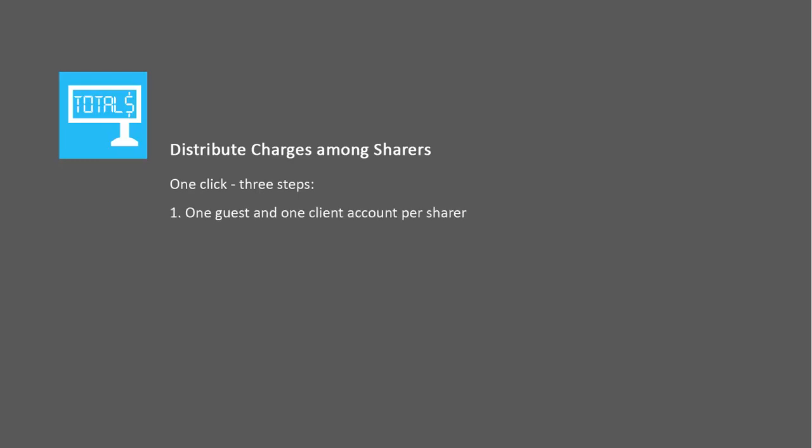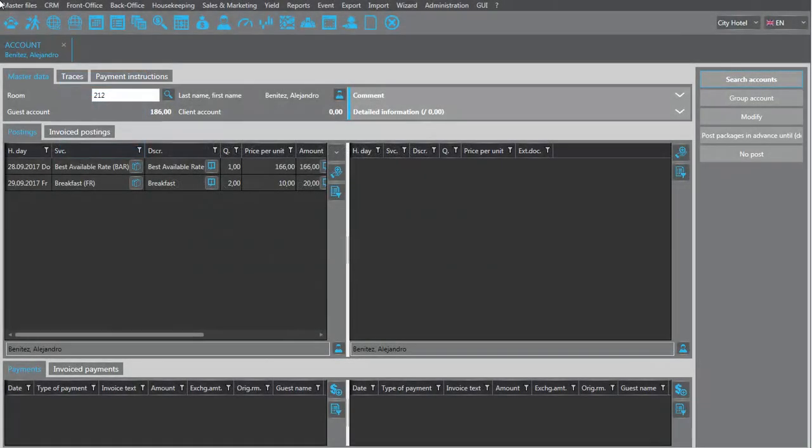First, SIHOT establishes a guest and a client account for each sharer. Second, all postings on the account are divided by the number of sharers. And third, each account is debited with an equal share of the charges. This account was charged with accommodation and two breakfasts.